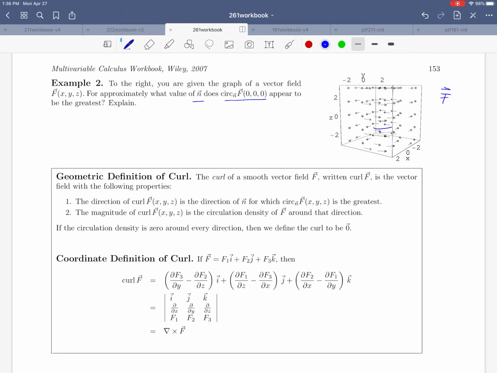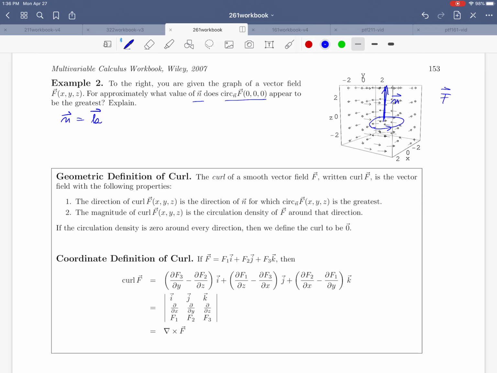Well, the twirling is going around this way, so you can imagine that if I put in my paddle wheel so that the paddles get pushed the most, my handle is sticking straight up. And so that would give me the greatest rotation of my paddle wheel. And so I get the greatest circulation density when n is equal to k. And it's definitely positive. We already checked that out.